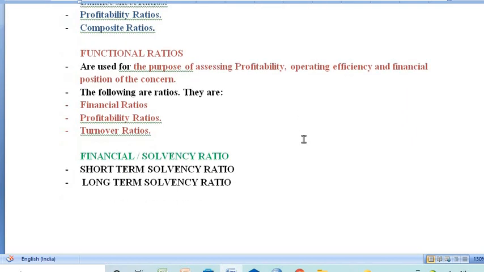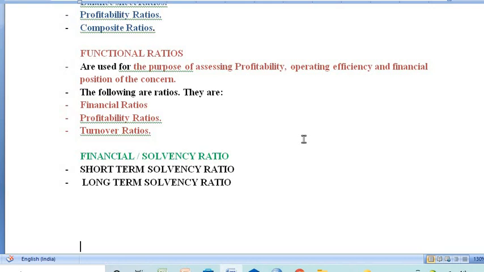So here in the financial ratio we are going to compute only the information which is available in the balance sheet. So what is the term balance sheet? Balance sheet is nothing but a statement which consists of assets and liabilities. The main purpose of preparing the balance sheet is to know the financial soundness of the business. That's why it is called a solvency ratio or balance sheet ratio or a financial ratio.